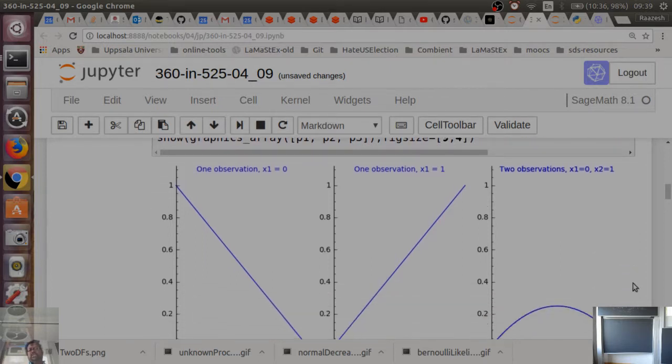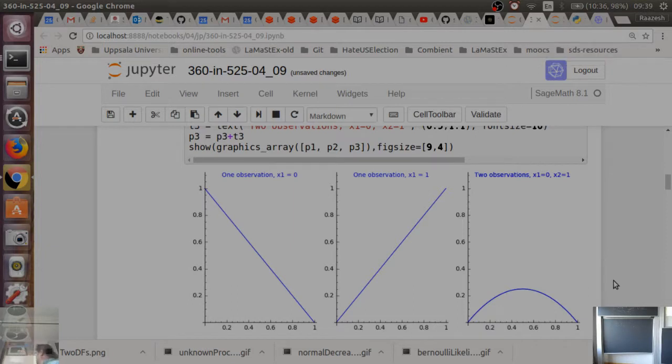It's important to understand this a bit slowly, I think. So we have one observation where x1 is 0, one observation where x1 is 1, and two observations where x1 is 0 and x2 is 1. This is the behavior of the likelihood function over theta.